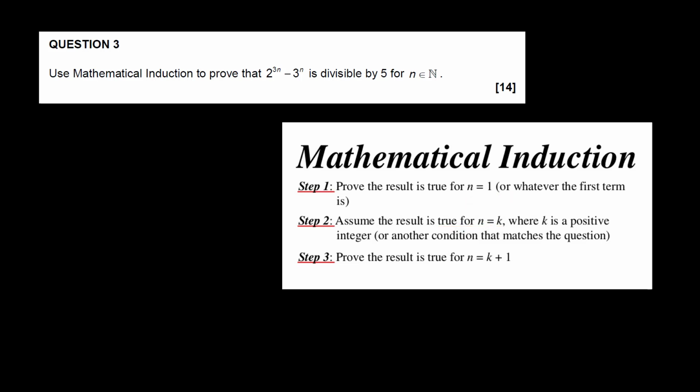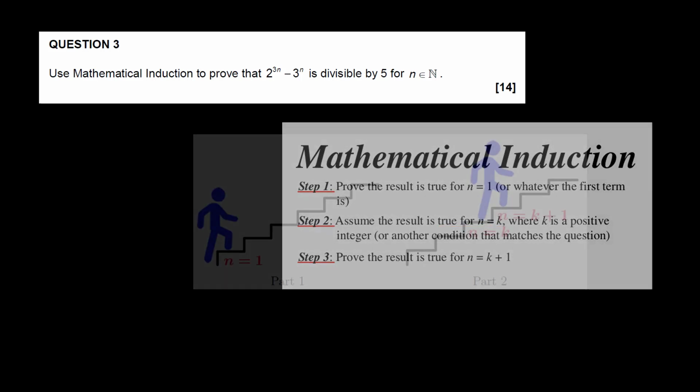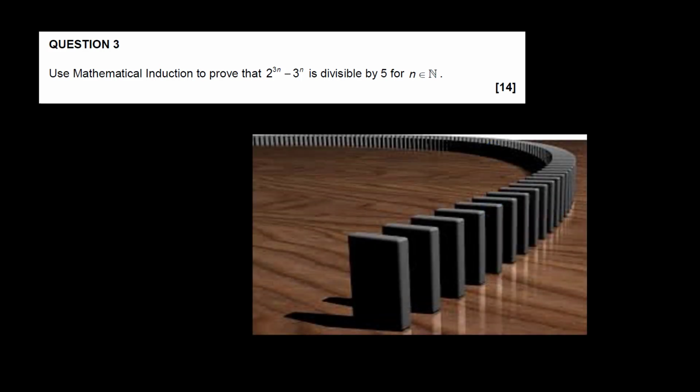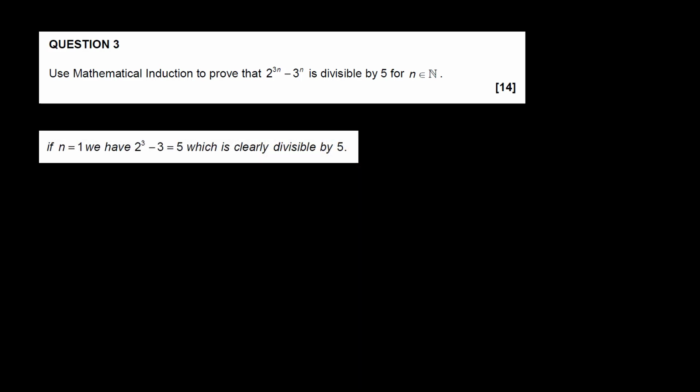A simple analogy to real life would be that to climb a set of stairs, you must first be able to climb onto the first one, and the second step, assuming you are on the stairs, you must be able to climb to the next one. Another common example is that if I am going to flip a set of dominoes, I must be able to flip the first one, and then I must know that if I flip the nth domino, it will also flip the n plus 1 domino.